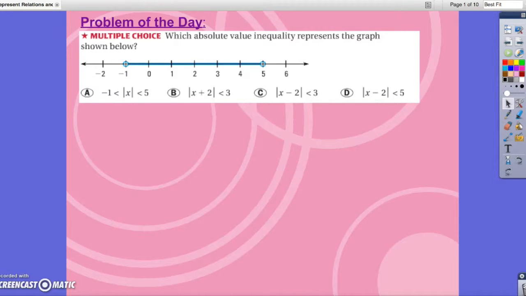Okay, so here we're ready to start chapter 2. Let's start with the problem of the day from chapter 1: which absolute value inequality represents the graph shown below? Take some time, work it out, and pause the video. And then when you're ready to move on, you can resume the video.